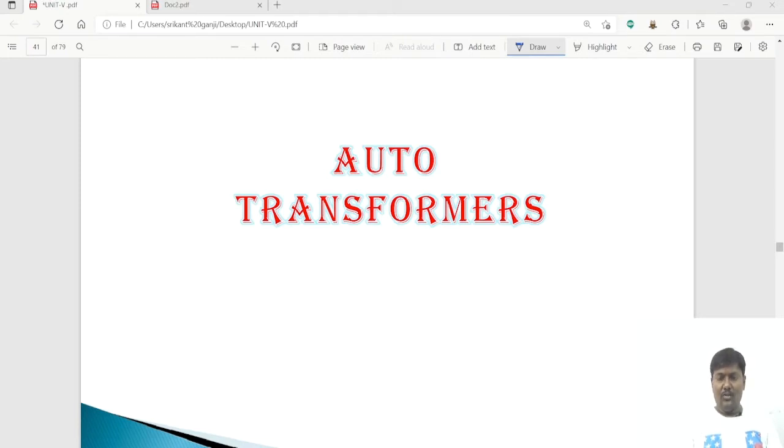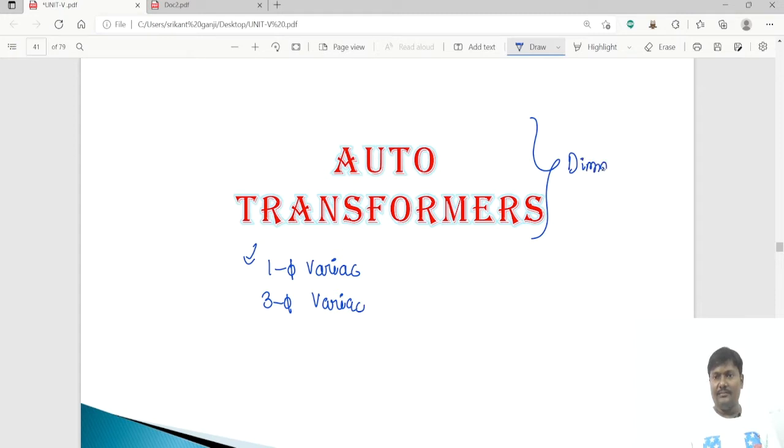So coming to the next topic, auto transformers. This auto transformer is also called a single phase variac, or if it is three phase, a variac, and another name for auto transformer is dimmer stat.